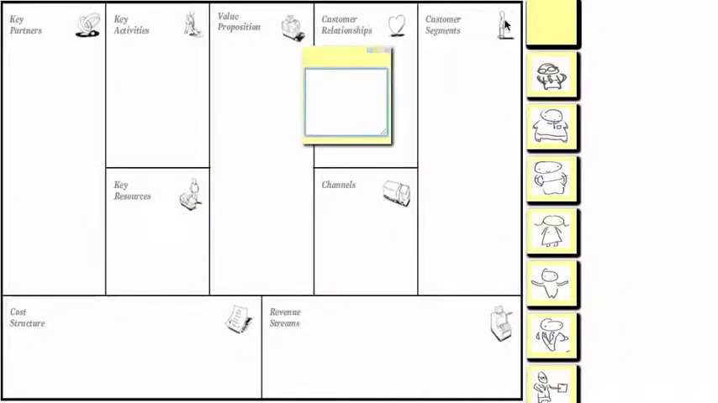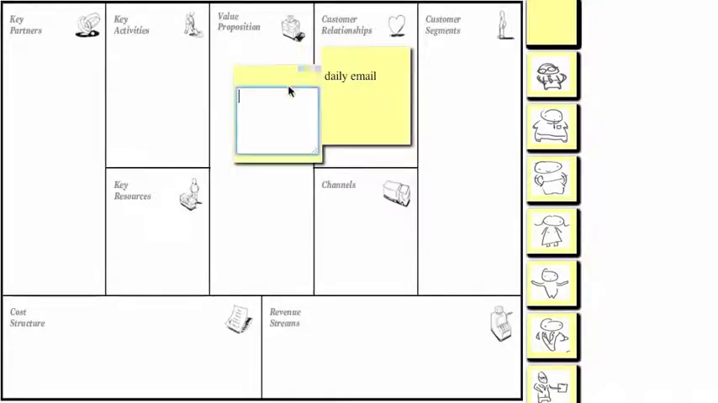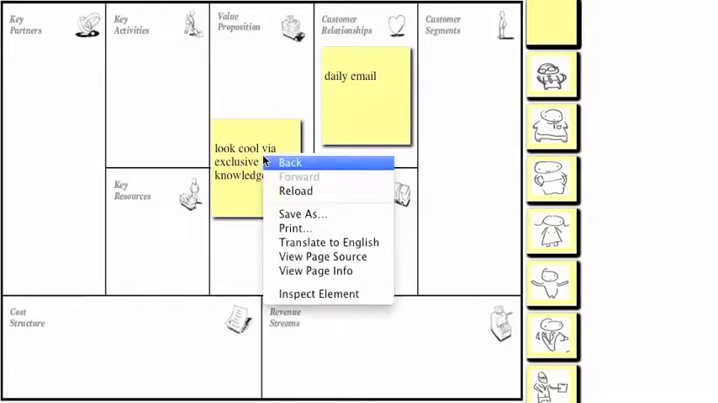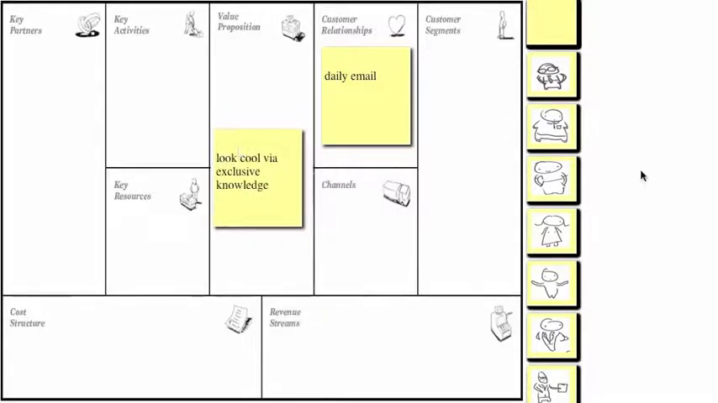Now, we're going to compare that to other companies that work through a daily email as their customer relationship. And these are just the email lists. There's a ton of them out there. And generally, what they help you do is look cool by providing some sort of exclusive or rare knowledge. So they're going to tell you, this is a great new wine bar, or these clothes are terrific, or you've got to buy this, or do this, or watch this movie.